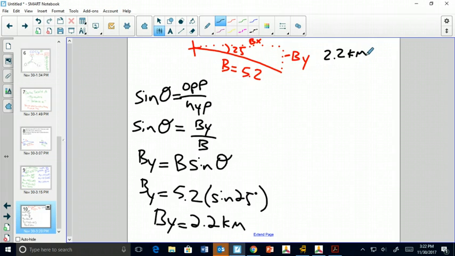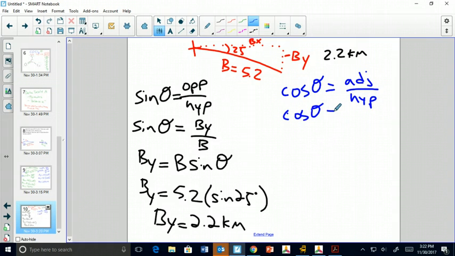And now let's see about our x. So x is my adjacent side of this triangle we've created. So therefore, I'm going to use my cosine, which is adjacent over hypotenuse. And again, cosine of theta is equal to BX all over B. I'm just substituting BX for adjacent and B for hypotenuse. To get BX by itself, I multiply them both by B. So BX is equal to B cosine of theta.